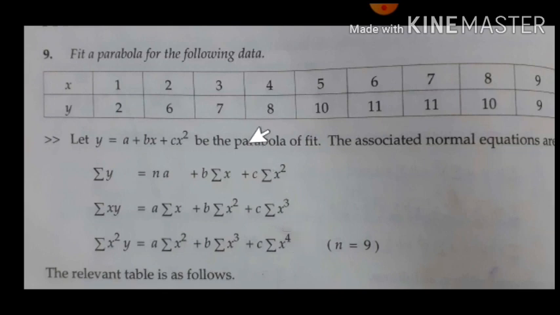N is the number of data. How many data are there? 9 data are there. Now to obtain these equations, I need to find the summation values of these terms, so we do it in table form.